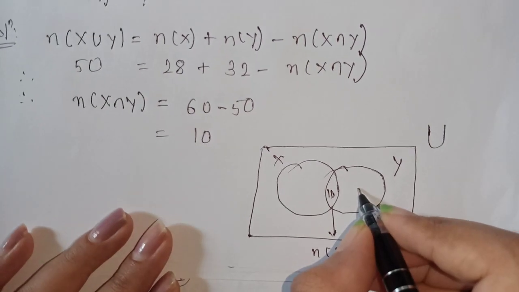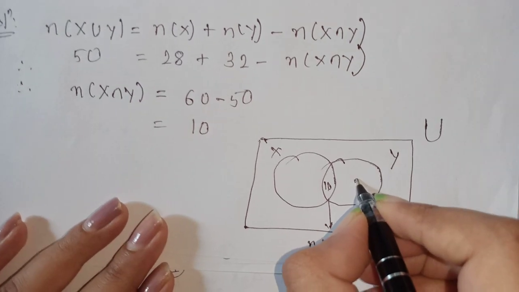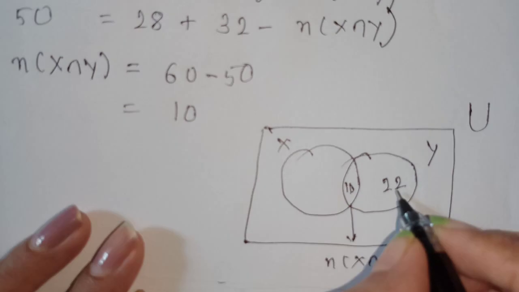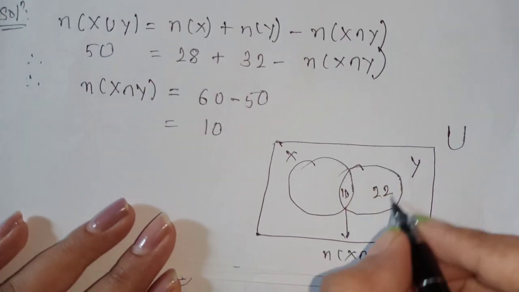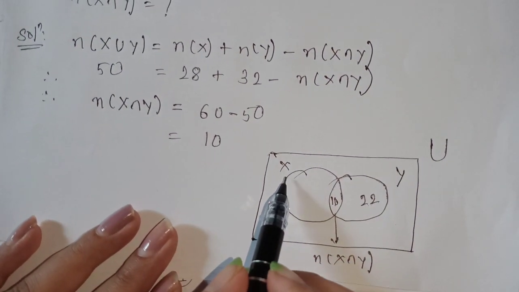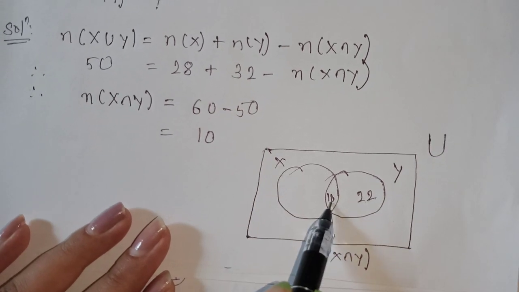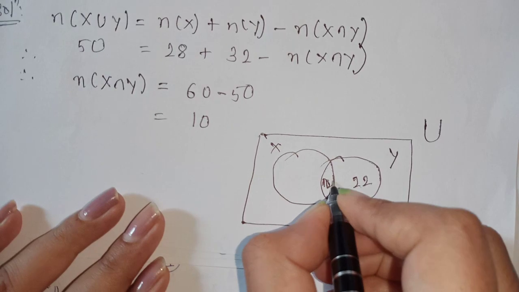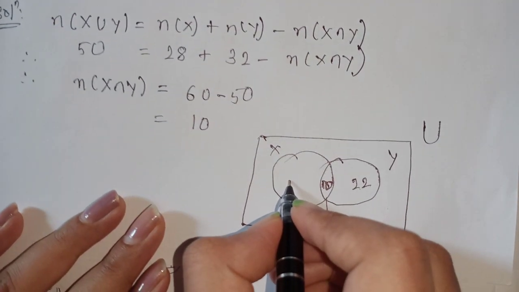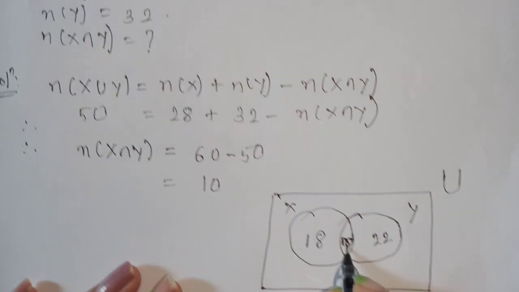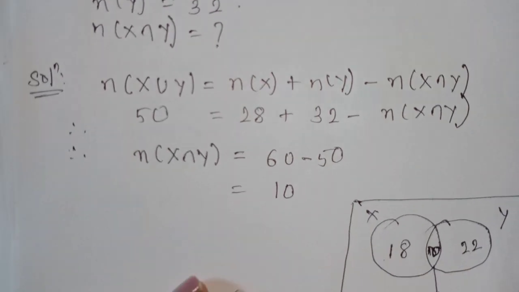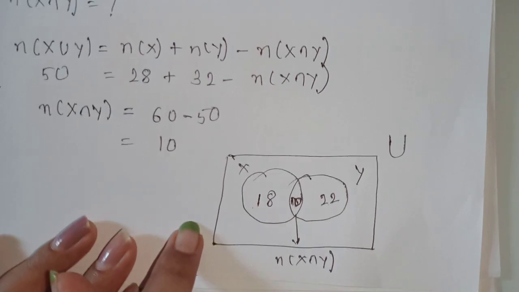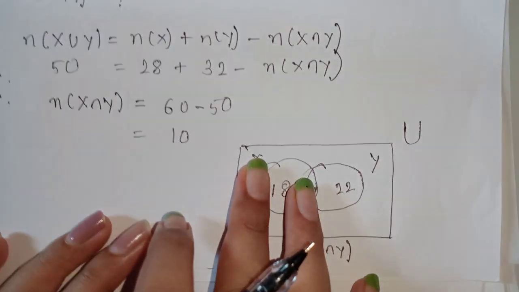So how many elements will be there only in Y? That will be 22, because 22 plus the common 10, that will be 32. Now number of X, total elements are 28, but 10 I have given over here. So how many elements will be there? 18. 18 plus 10 is 28. So 10 is the common elements of both of these. That is called the intersection. So you can show this Venn diagram.